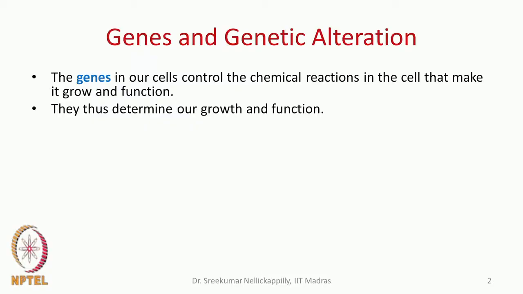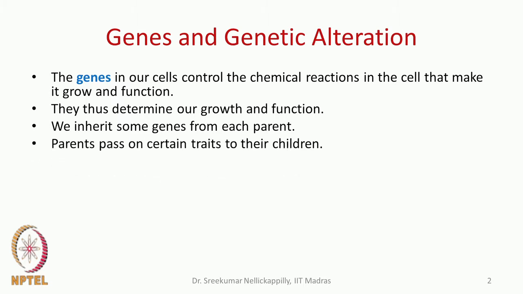The genes determine our growth and function, and we inherit some of these genes from each of our parents. Parents pass on certain traits to their children. According to some scientists, many of the diseases which we are prone to are because of the genes which we inherit. There are many important diseases, for example, certain types of cancers. Certain people are more prone to that because they genetically inherit the kind of gene which is responsible for it.